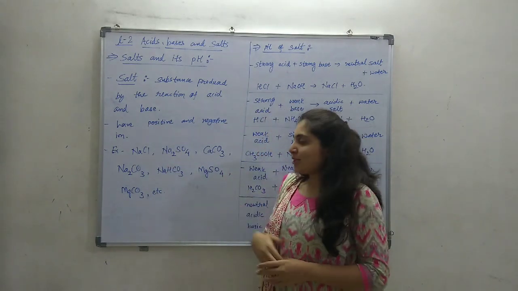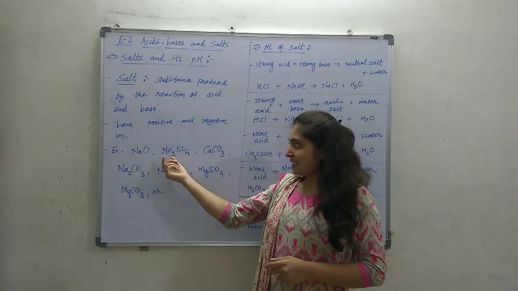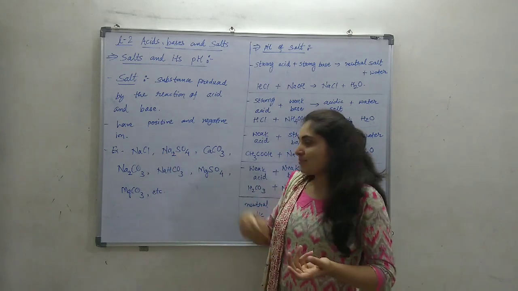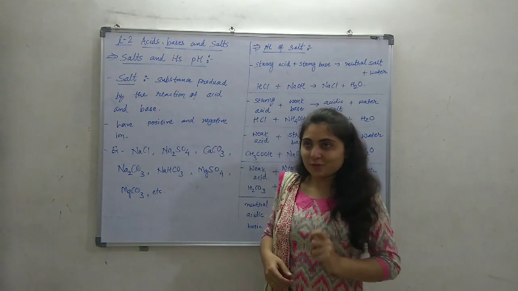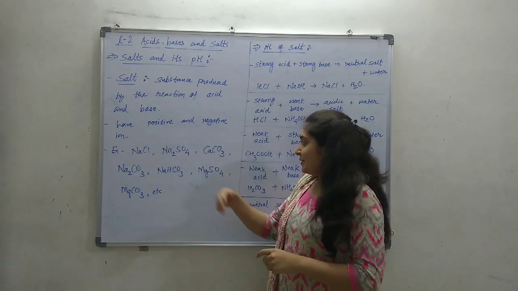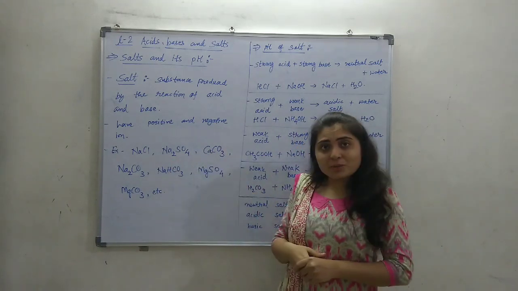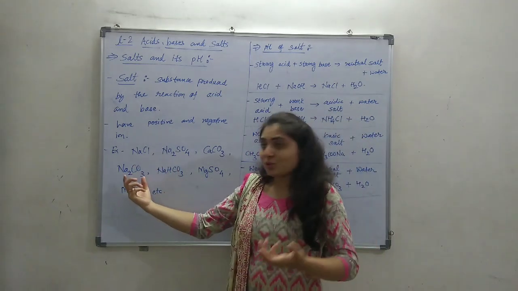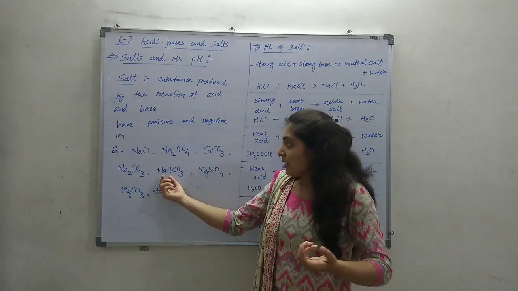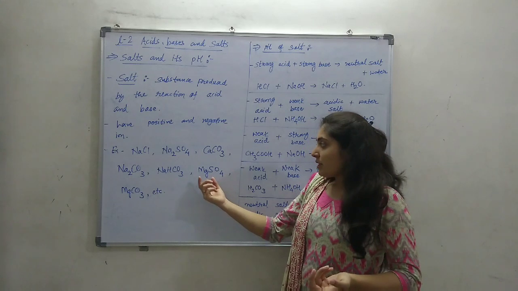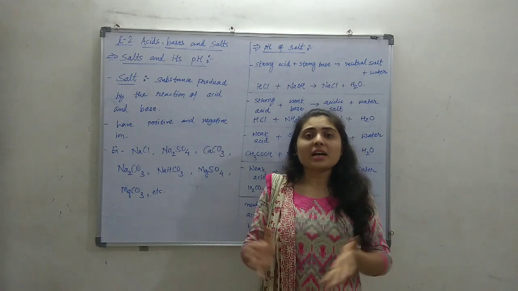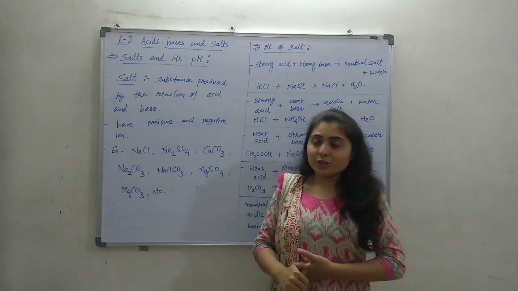Another example of salt is Na2SO4. You can predict it. It can be formed from sodium, which means which base? NaOH base, and SO4, that means H2SO4 acid, sulfuric acid. So when they are mixed, they make the salt Na2SO4. Then calcium carbonate, it is a salt. Na2CO3, sodium carbonate, salt. NaHCO3, sodium hydrogen carbonate, or we can say sodium bicarbonate, a salt. Then magnesium sulfate, MgSO4, salt. MgCO3. So various kinds of salt are available.